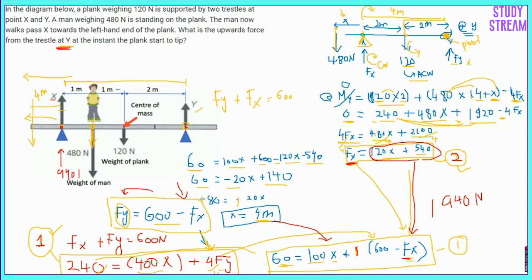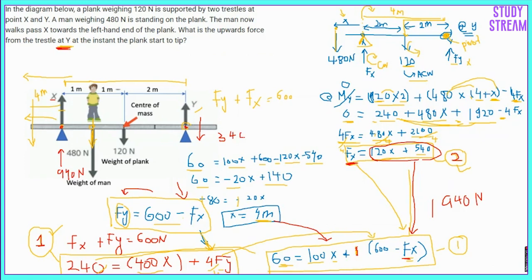Now what is Fy? Fy will be a negative value. So 600 minus 940 gives you, is it 340? Negative 340? Yeah. So negative means it's going down, yeah?